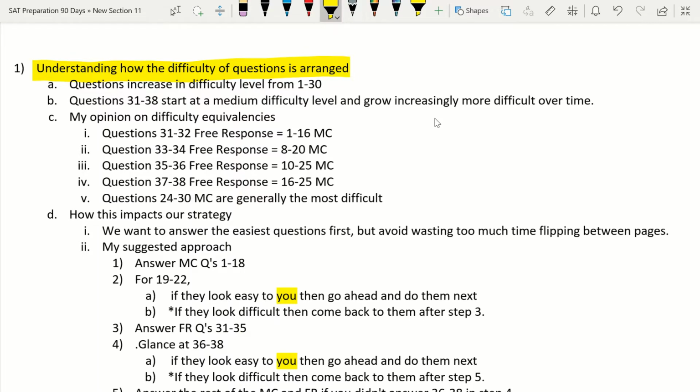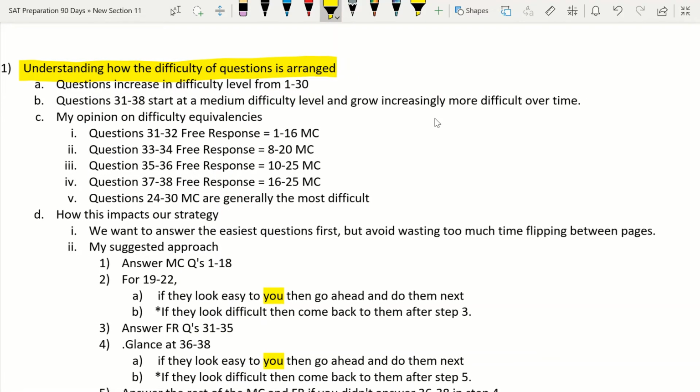So let's go ahead and run through the difficulty equivalencies here. So questions are going to increase in difficulty from 1 to 30. That's going to be the multiple choice. And then at question 31, it's going to go back down to a lower to medium difficulty level and then increase in difficulty as you go from 31 to 38.